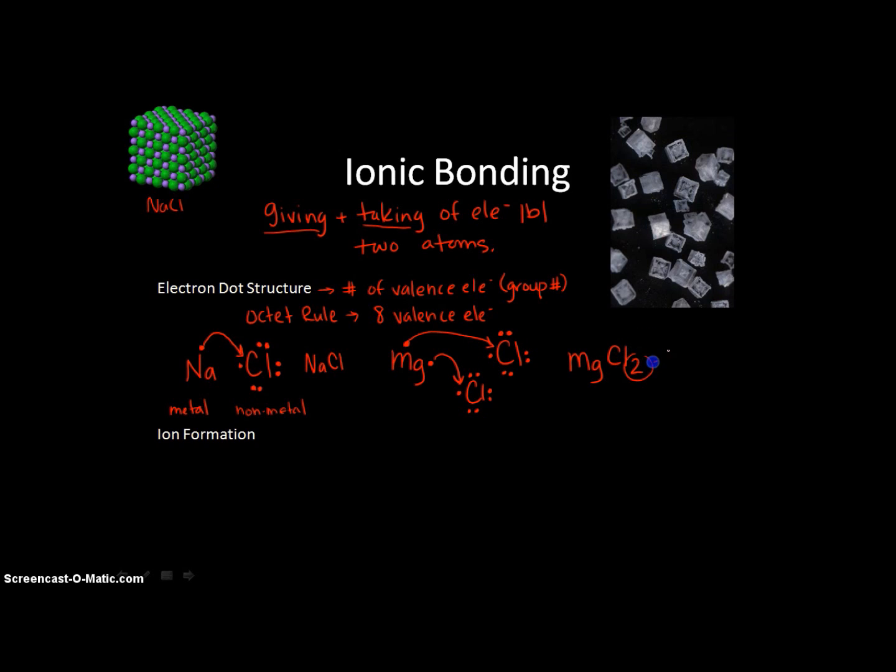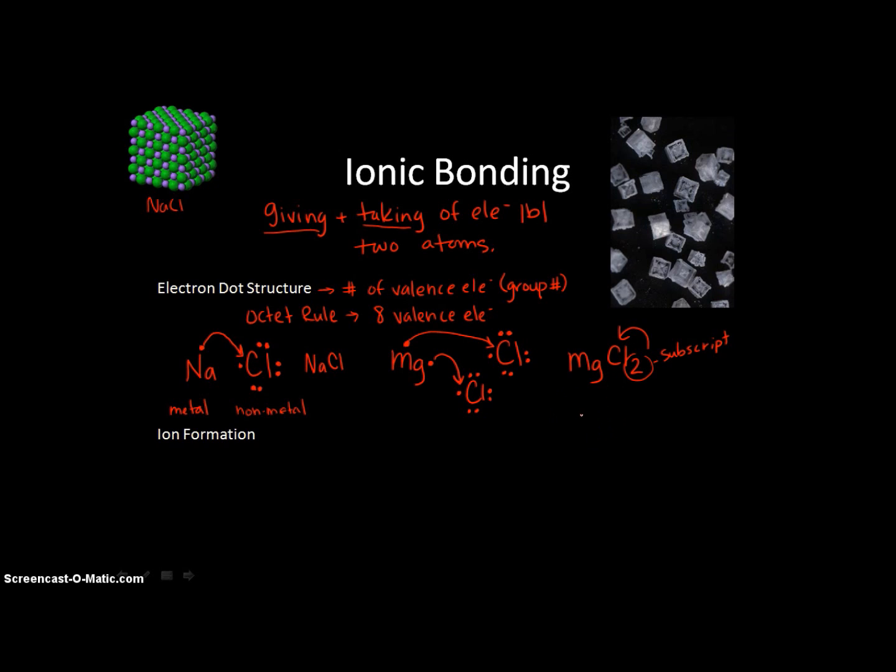This little number here is called a subscript, and this tells us how many chlorine we have. If there's nothing here, we assume that it's 1, but we would never write a 1 after the magnesium. That's just a common rule.